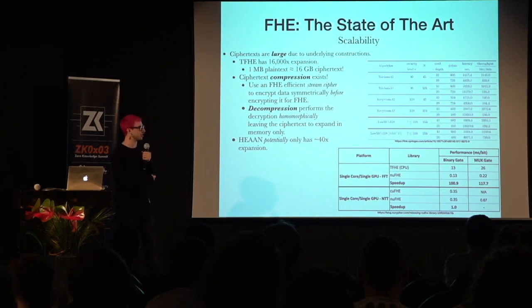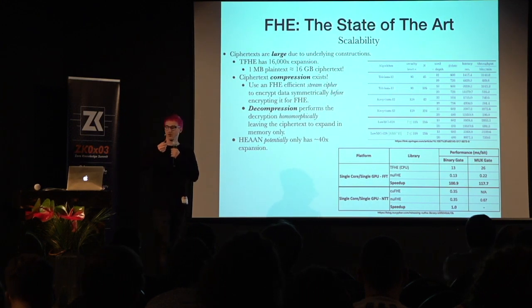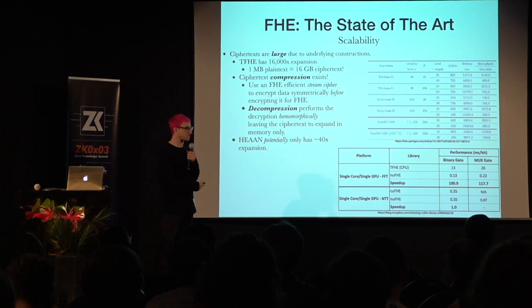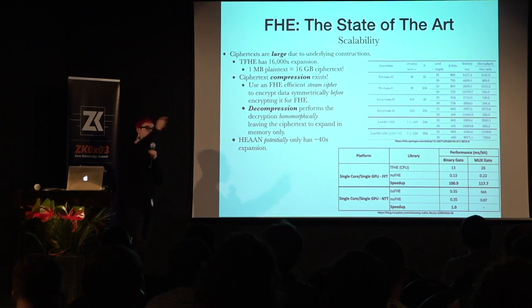Essentially, before we perform a homomorphic evaluation on that data, we can encrypt the data using a generic stream cipher, like ChaCha20, which you're probably familiar with. But we wouldn't use that. We could use an FHE-efficient stream cipher to encrypt the data symmetrically before placing it in the homomorphic domain and doing computations on it.